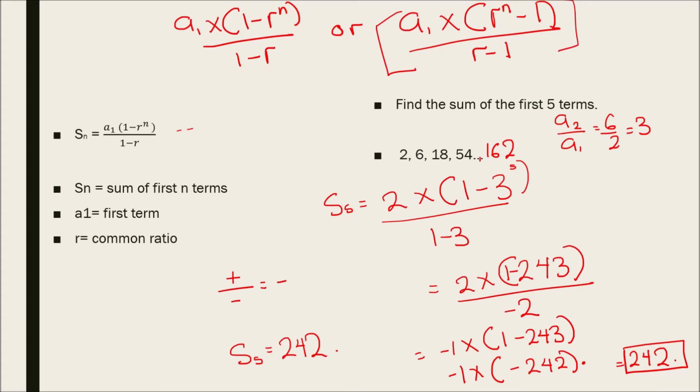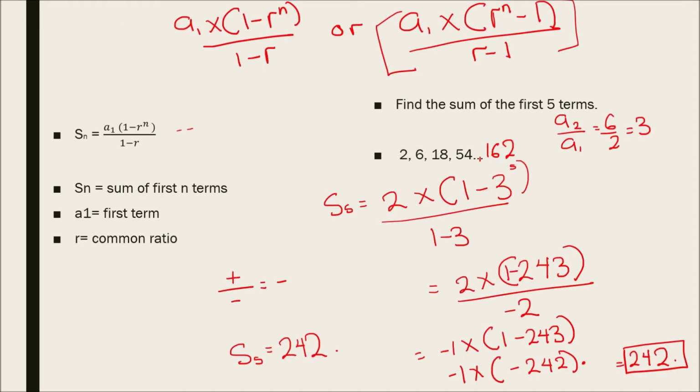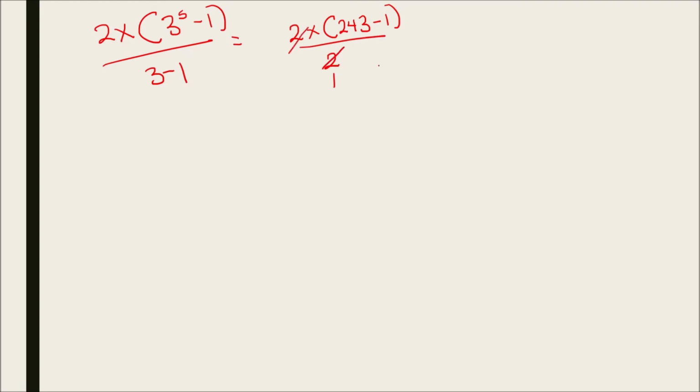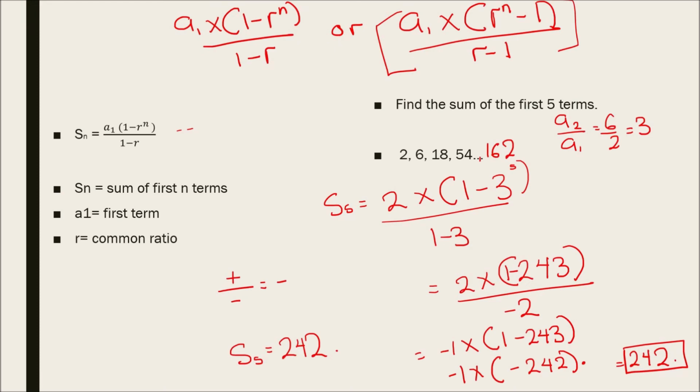Now, our A1 is 2 times, let's go back first. Our R is 3, so 2 times 3 raised to the power 5 minus 1, over 3 minus 1. Okay, so we have 2 times 243 minus 1 over 3 minus 1, which is 2. The 2 cancels, so 243 minus 1 equals 242. So you can see both ways we get our answer.